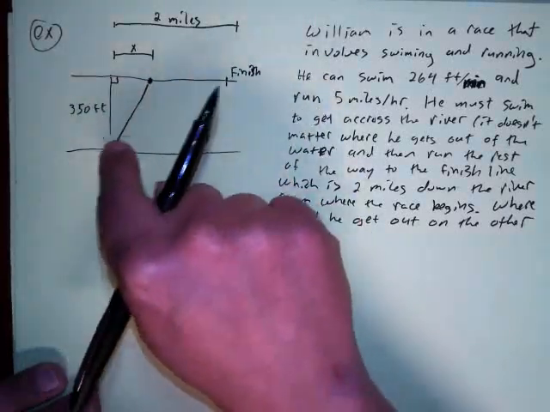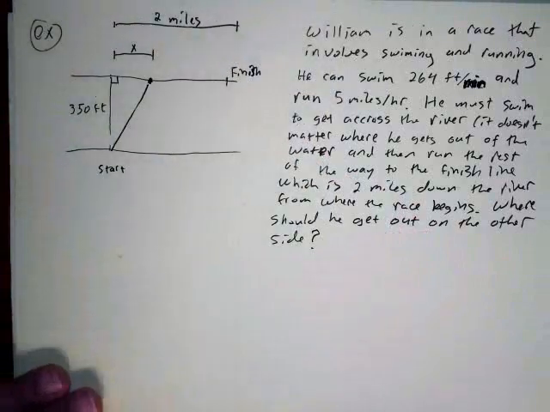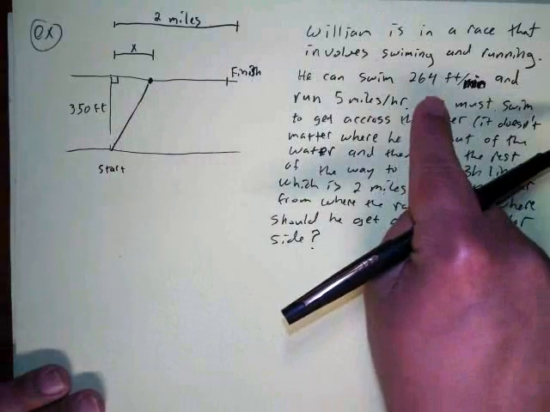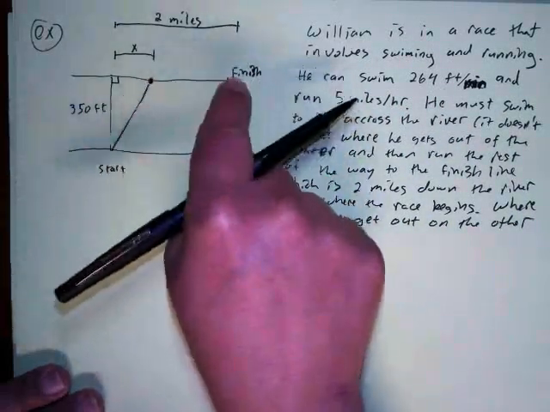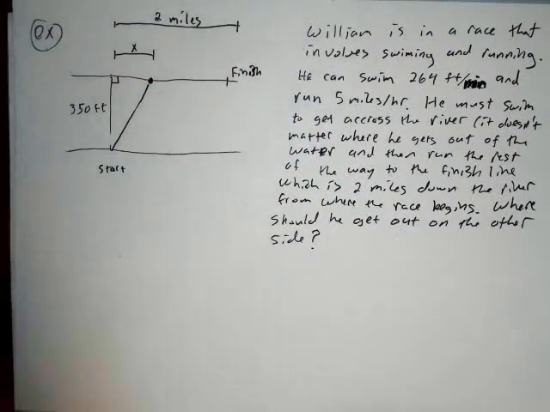But he wouldn't necessarily want to go straight to the finish line, because then he's swimming the whole way and he's going a lot slower the whole way. So there's some combination of swimming and running that's going to minimize the time. This is actually a classic problem for Calc 1 students.